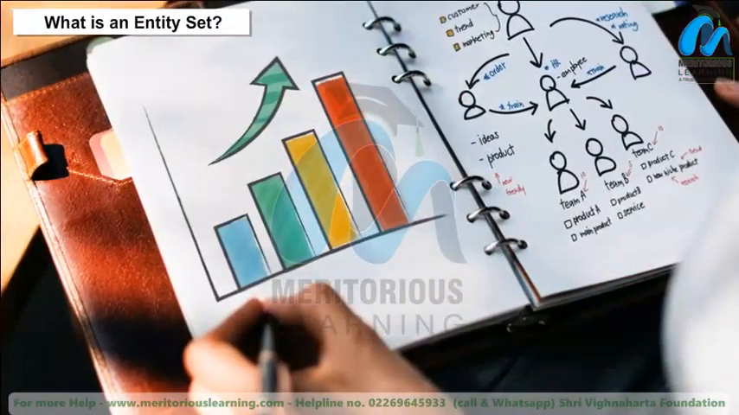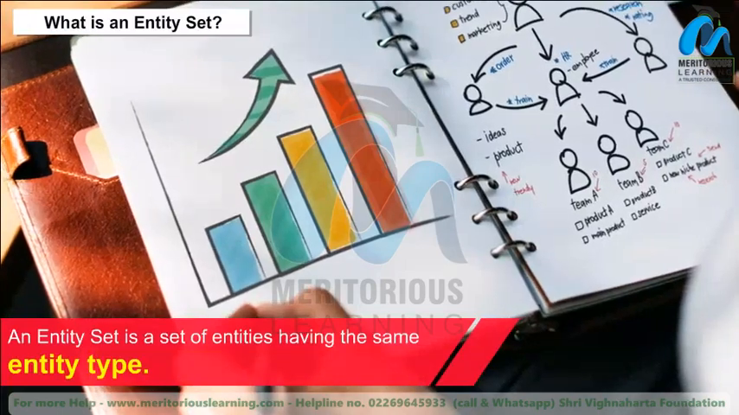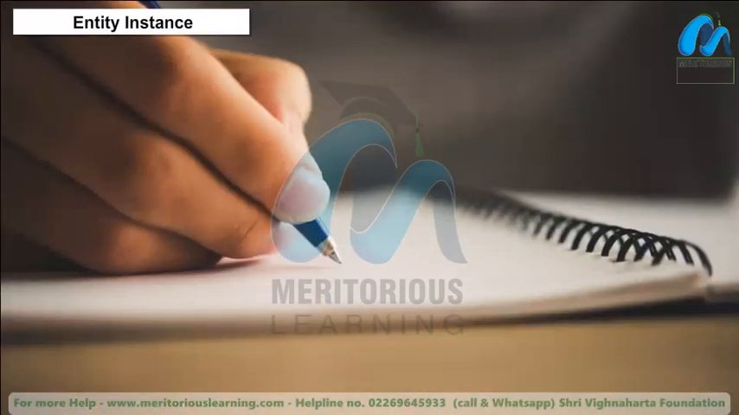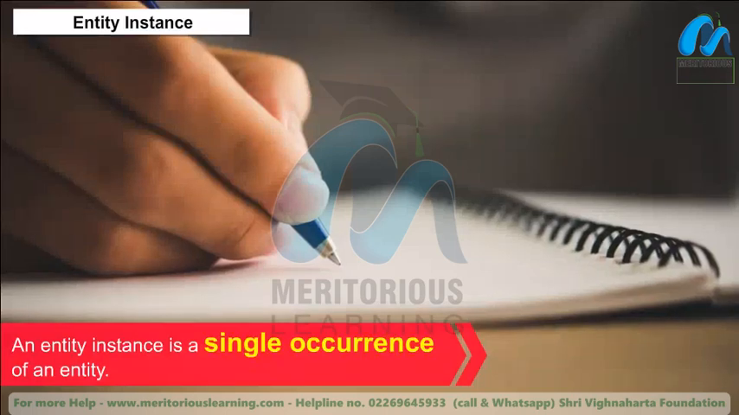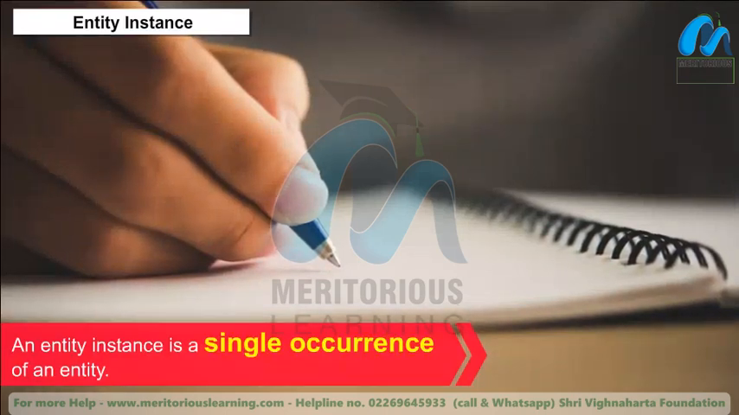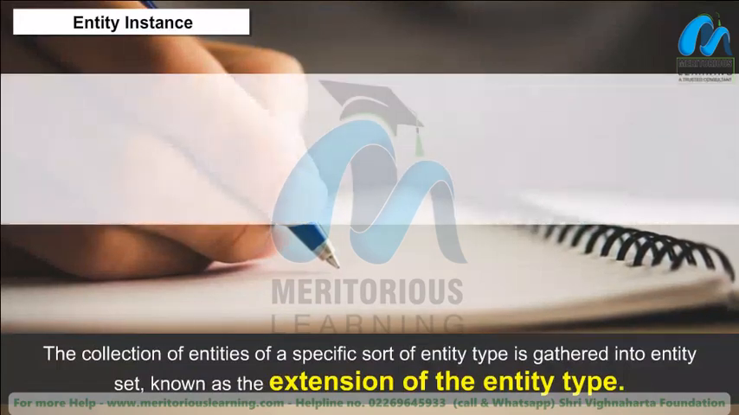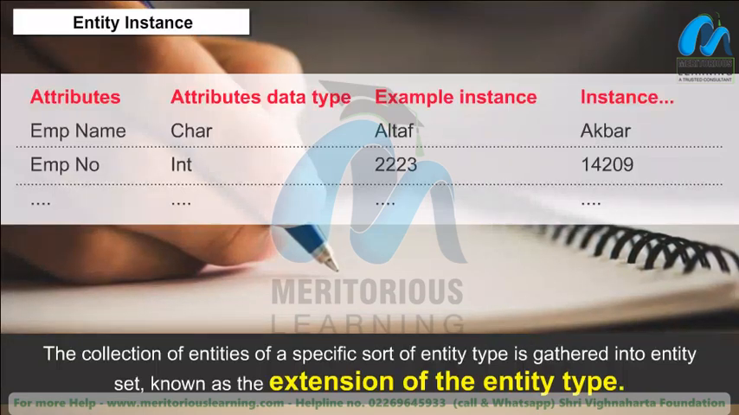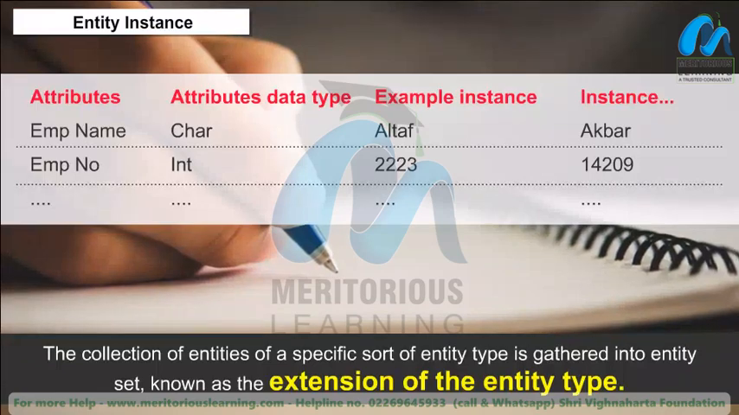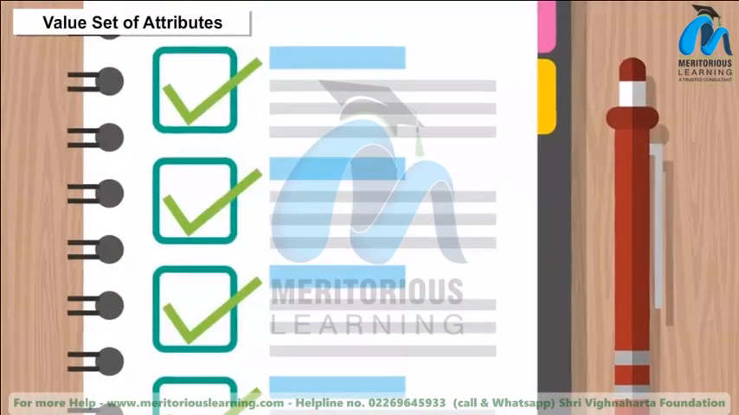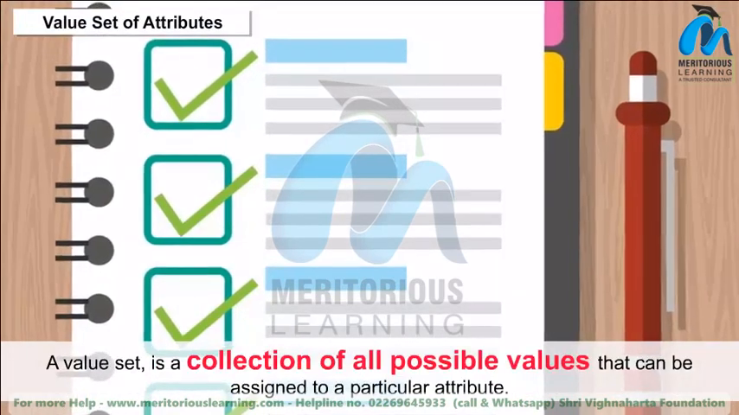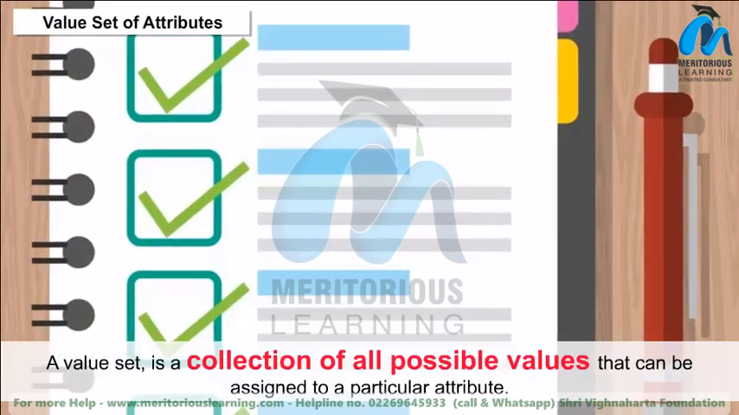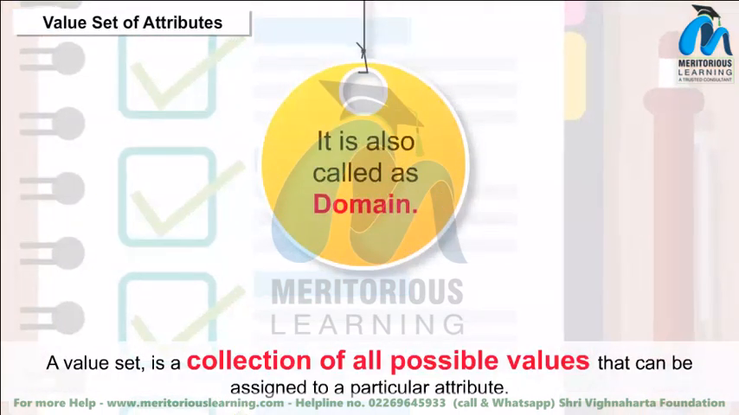What is an entity set? An entity set is a set of entities having the same entity type. Entity instance. An entity instance is a single occurrence of an entity. The collection of entities of a specific entity type is gathered into an entity set, known as the extension of the entity type. Value set of attributes. A value set is a collection of all possible values that can be assigned to a particular attribute. It is also called a domain.